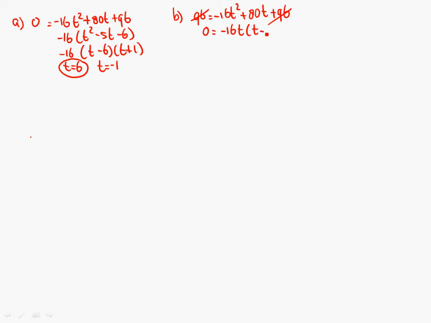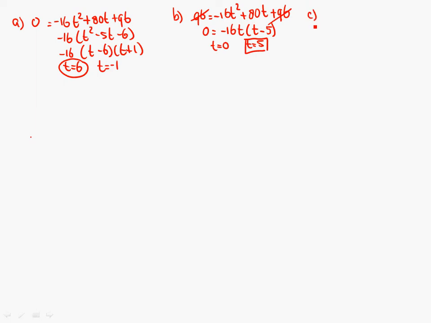You end up with just t minus 5. So that would be two t's as well. T is 0 and t is 5. So which one am I interested in? Clearly? Yeah, because the t is 0, that's when I'm holding the ball in my hand. So I didn't care about that.